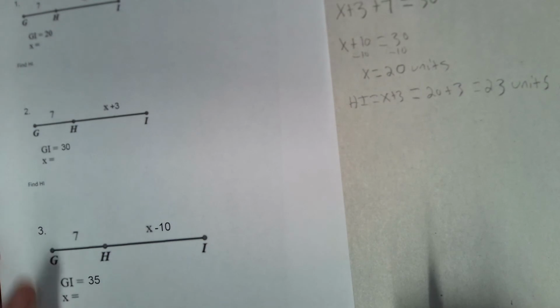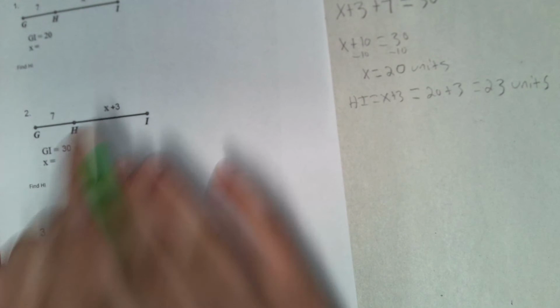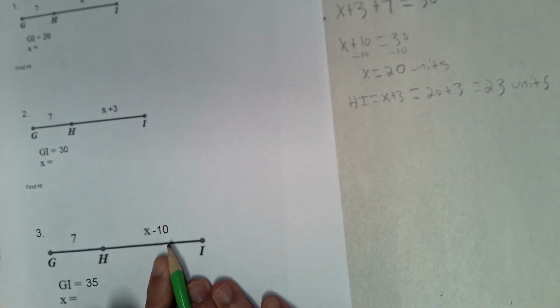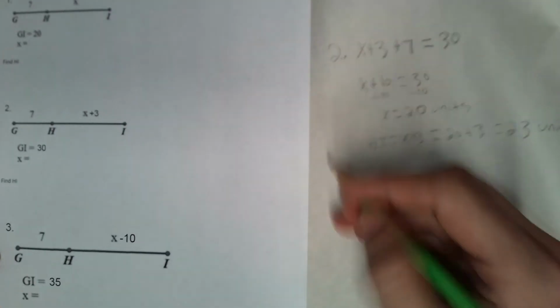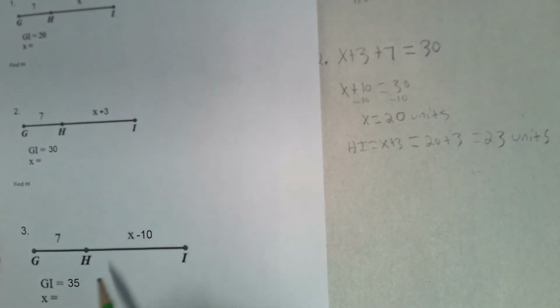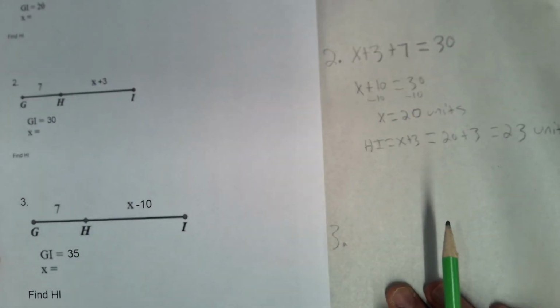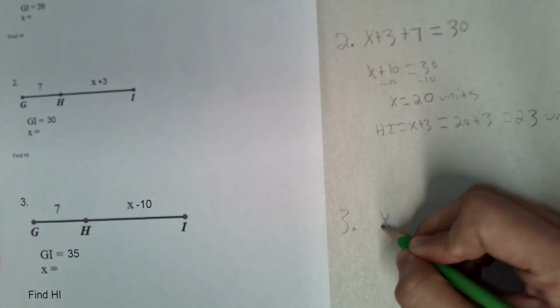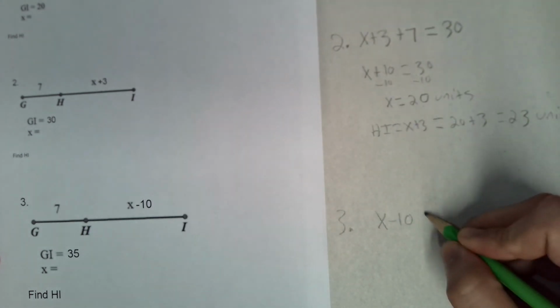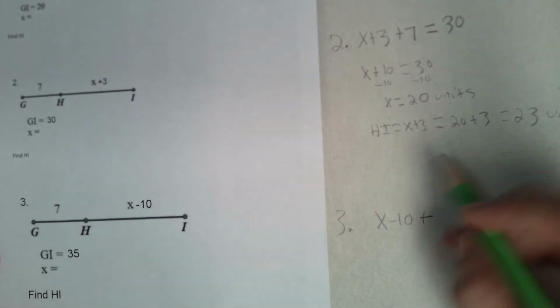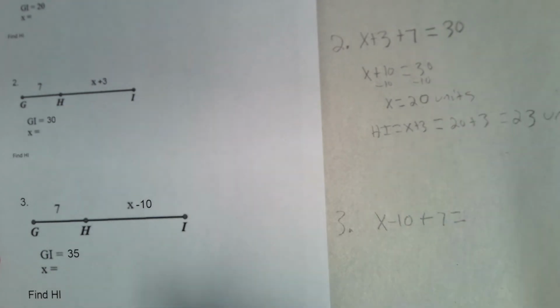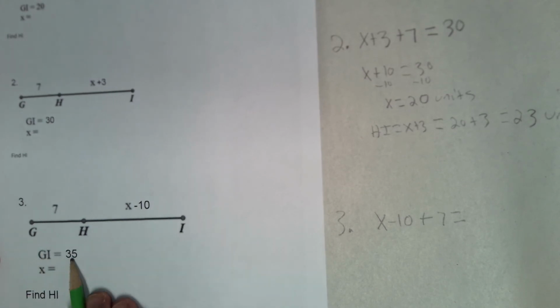Okay, now if you're back, number 3 now, instead of having x plus something, I have x minus something. So that's what's changing here from number 3 on the notes. So it's, again, the same idea. I have the two pieces. I'm going to still add those together. So I have x minus 10, right, plus 7 equals my whole thing, which in this case is 35. From G to I is 35.